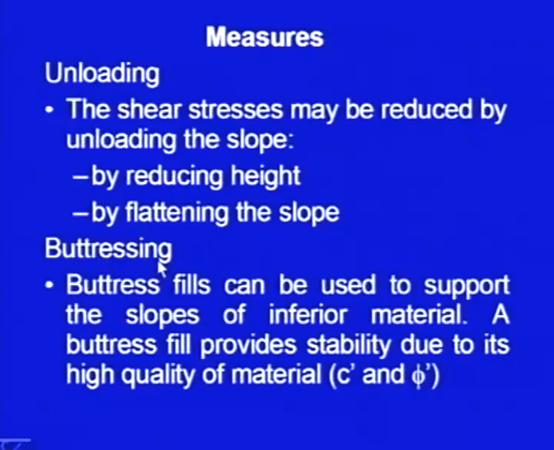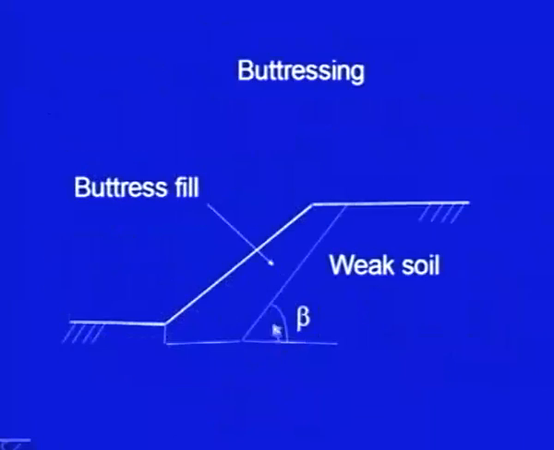Second is buttressing. Buttress fills can be used to support the slope of inferior material. A buttress fill provides stability due to its high quality of material. So, it is something like this: here it is a steep slope of weak soil, and some buttress fill is made here. It is pushing the weak soil, the weak slope, and making it stabilized. So, this is the weak soil and this is a good quality material, and here one key is provided, meaning you are putting it to some depth. So, the reaction is also available from the other side.